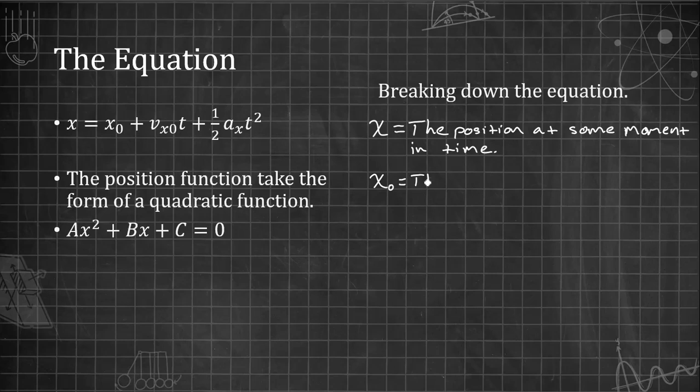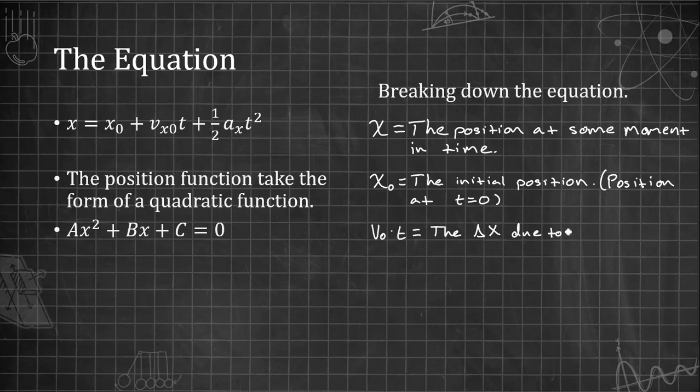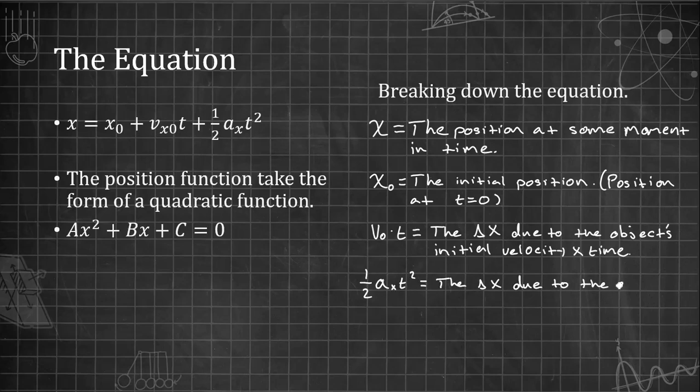The x with a subscript 0, we call x naught, or initial position, is telling us where the object is starting. So at time 0, what is the object's position? Now the next term in this equation is vx naught times t, or the initial velocity multiplied by the time. And what this term is telling us is how far is the object traveling due to it having some initial velocity multiplied by the time that it travels. The final term, the 1/2 ax t squared, is telling us the displacement of the object due to the object's acceleration multiplied by the time squared.